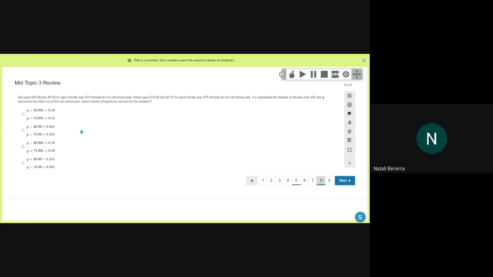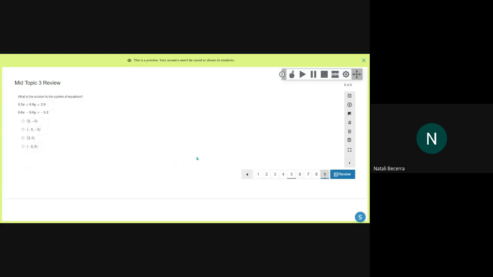So you look at whichever one has the 0.50x plus 49.99. That's your first equation. And then for the second equation for Karen, it says that she pays $74.99 plus 15 cents for each minute. Same thing, that keyword each lets us know that the 15 cents is our slope. So that's going to be 0.15x plus the 74.99. Okay, so go ahead and look at your answer choices. Make sure that the x is with the correct number because some of them are not with the correct number. So you want to make sure you have the right one.